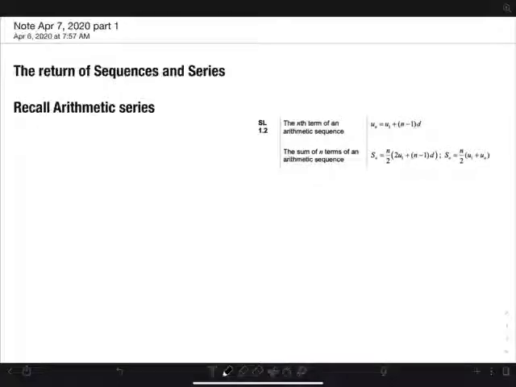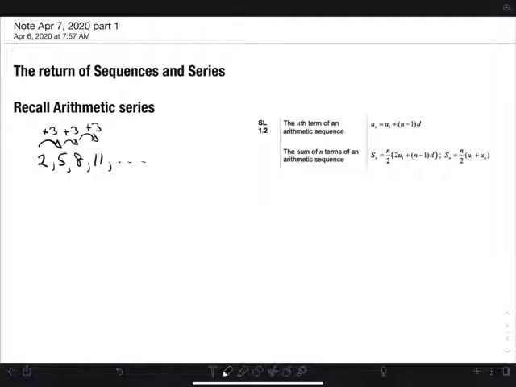Hi everyone, we'll start this unit with a look at sequences and series. It's something we've done before with arithmetic series, so just a little something to remember here. A sequence of numbers like 2, 5, 8, 11, etc. is an arithmetic sequence because I'm adding the same amount each time. Could be subtraction, etc.